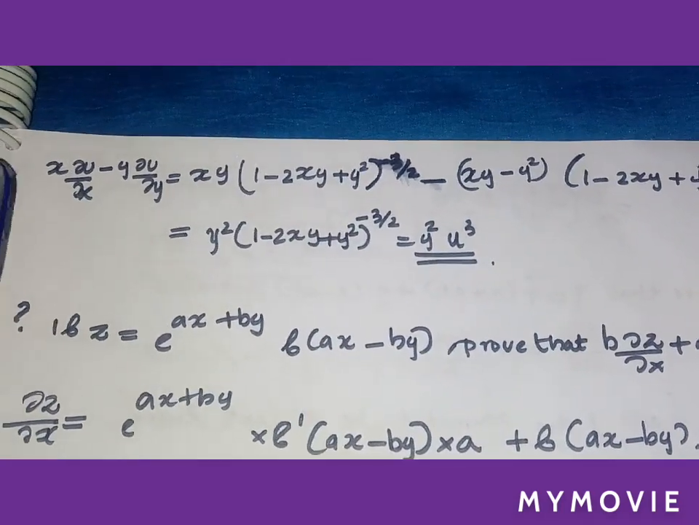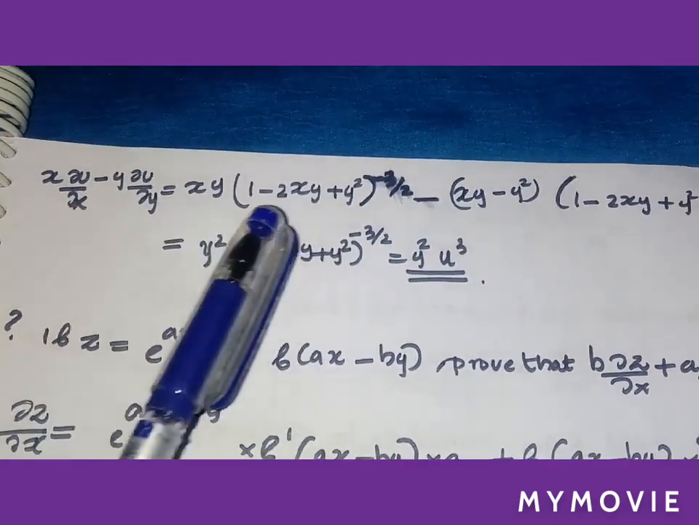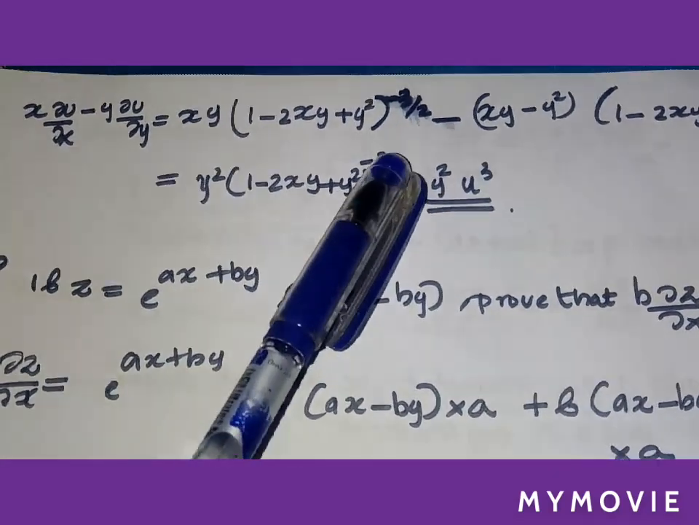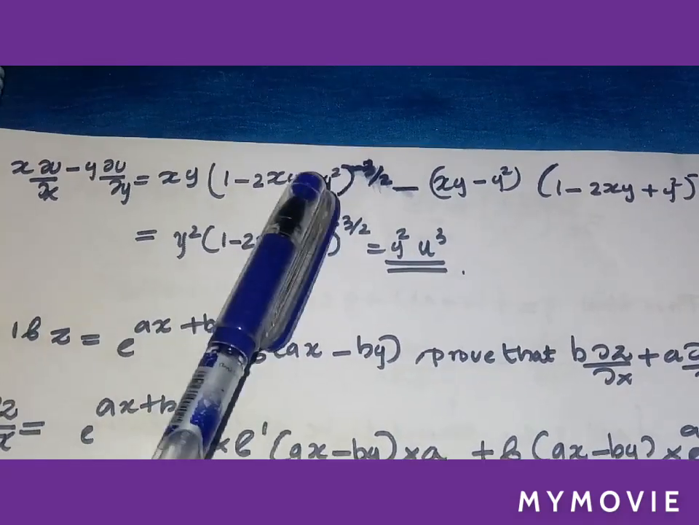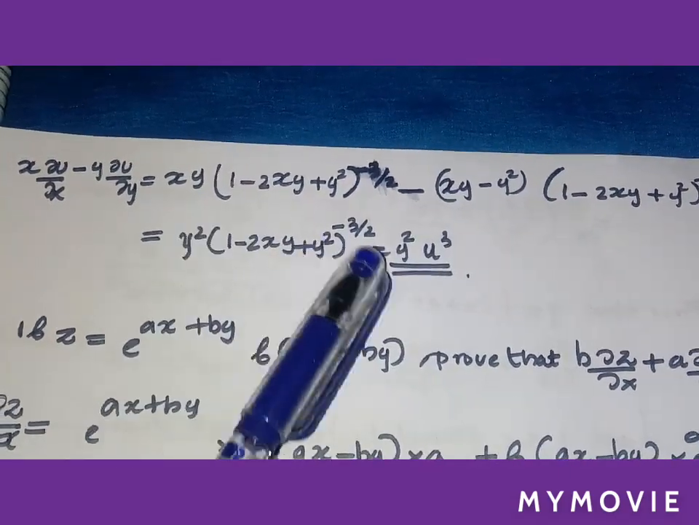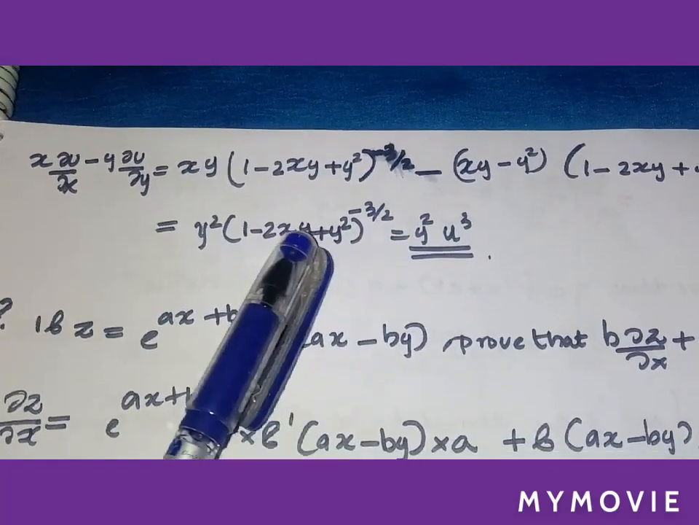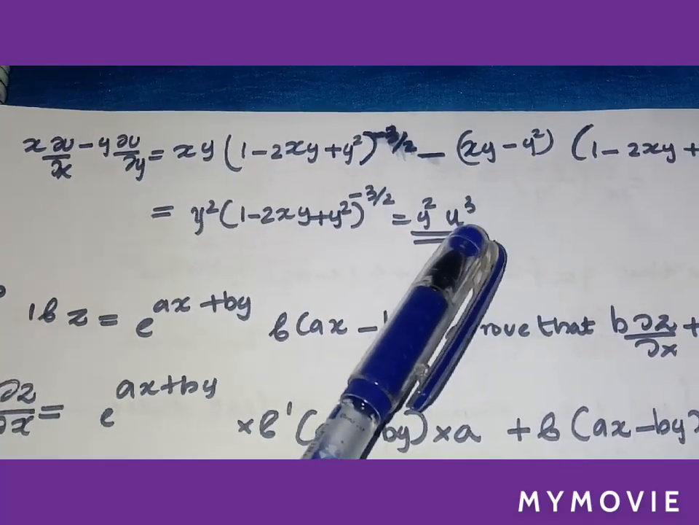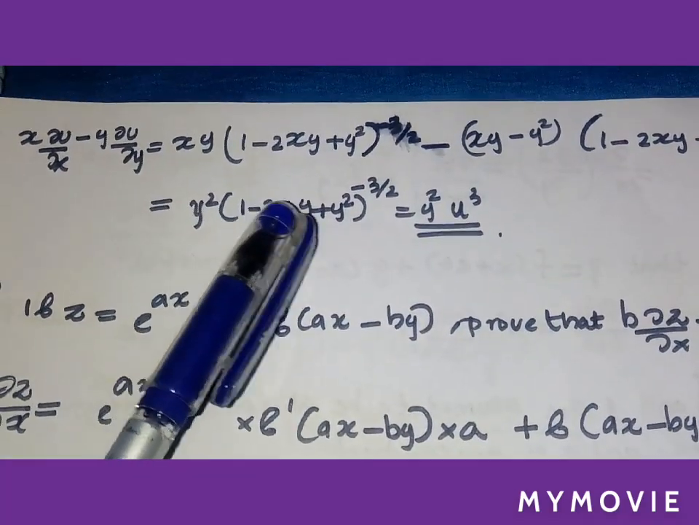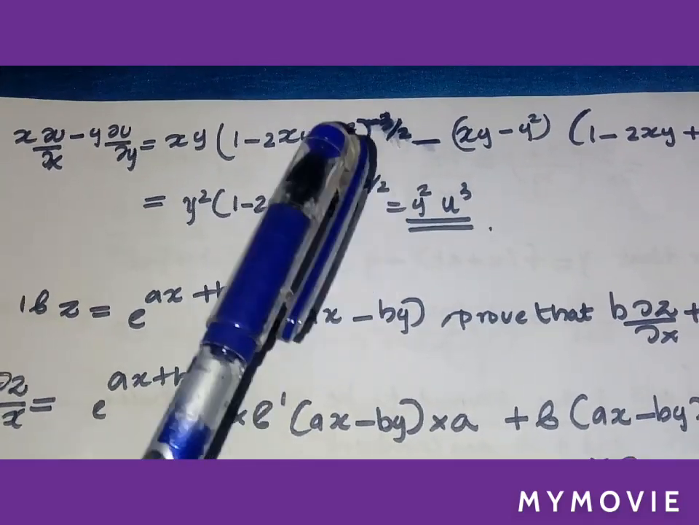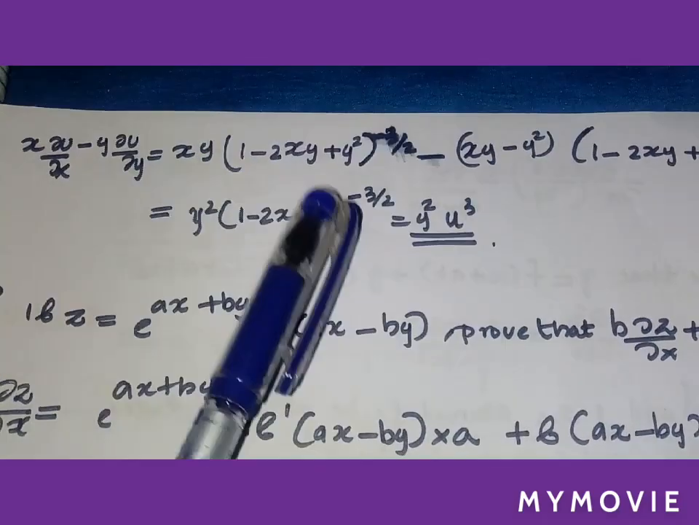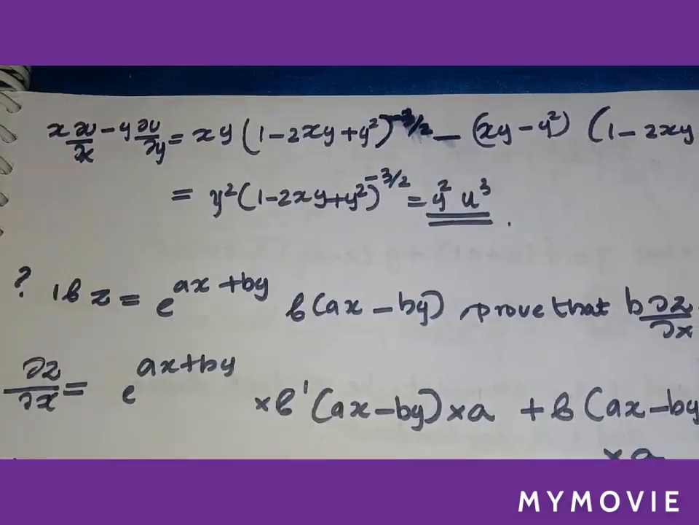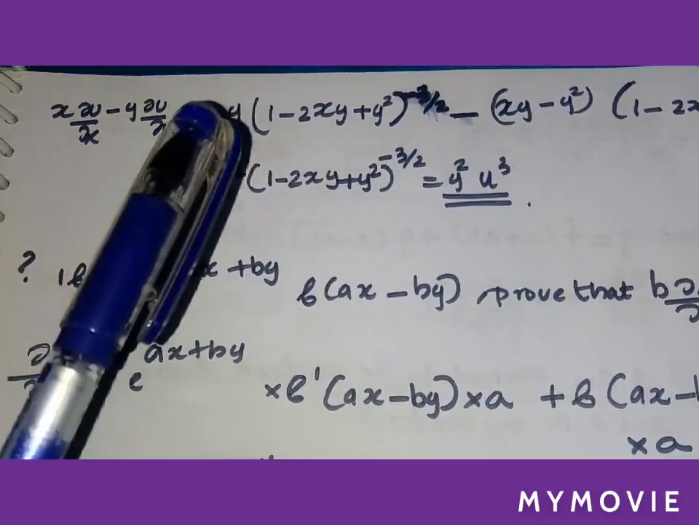We have to find x ∂u/∂x minus y ∂u/∂y. So we get the answer y square into (1 minus 2xy plus y square) raised to minus 3 by 2, because the common terms cancel and only this term exists. We can replace (1 minus 2xy plus y square) to the power minus 3 by 2 as u cube, because we know that (1 minus 2xy plus y square) to the power minus 1 by 2 is u. So all power 3 gives u cube. Okay, so we proved that question.